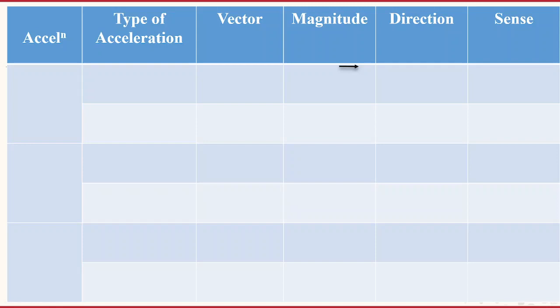The tabular form consists of the first column, acceleration; second column, what type of acceleration; third column indicates the vector representation; fourth column is the magnitude; fifth column is direction; and the sixth column is sense. Once this information is known for any vector, then you can easily draw the vectors. Now let us see that.